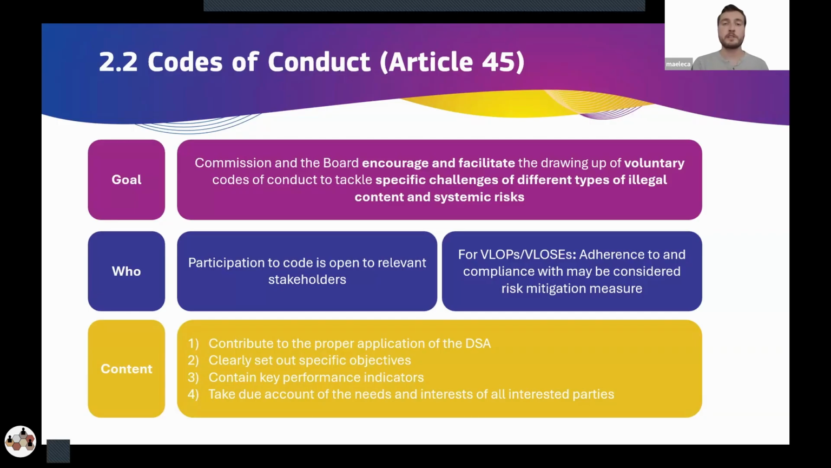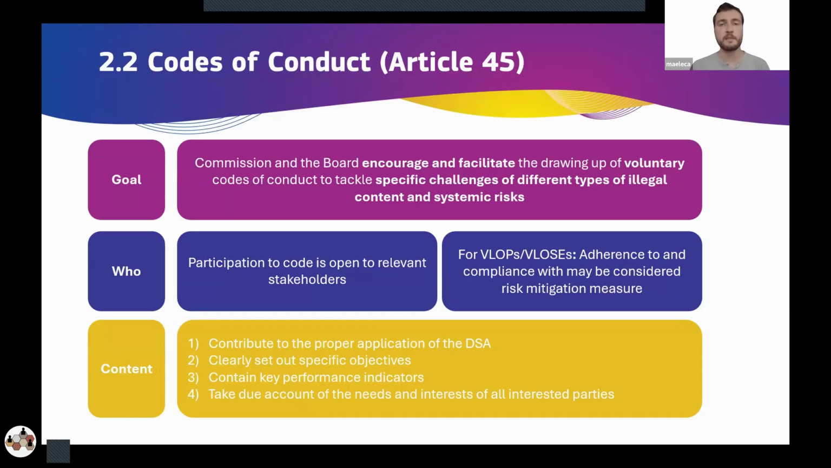By following this voluntary instrument that you can also influence as a company or as a trade association, you might actually be entitled to have a risk mitigation measure to fall back on, which creates a very, very beautiful opportunity to show to us as the regulator some best efforts in trying to tackle different types of legal content and systemic risks.